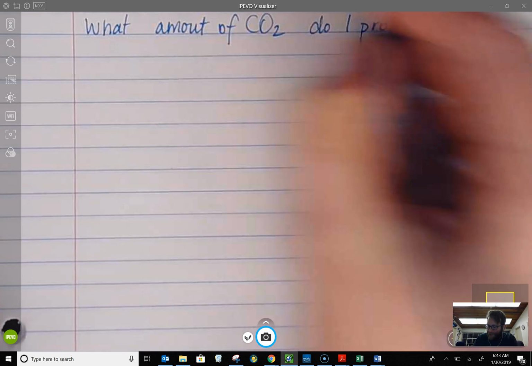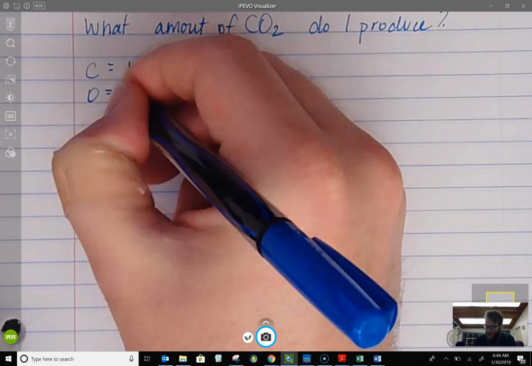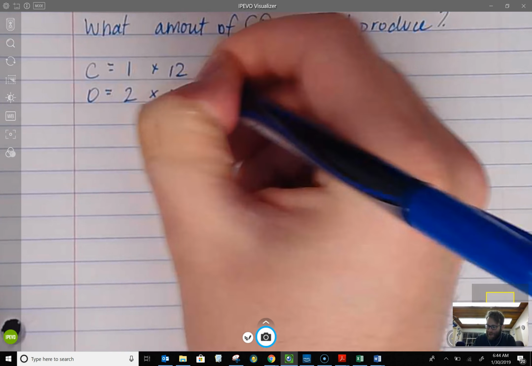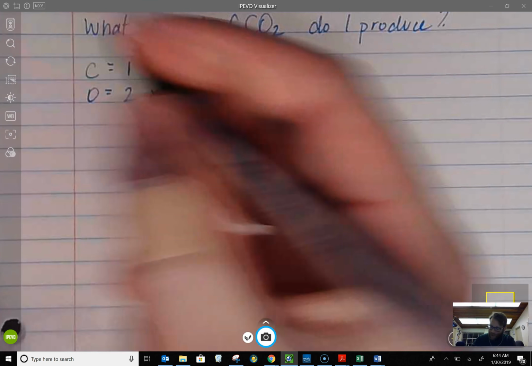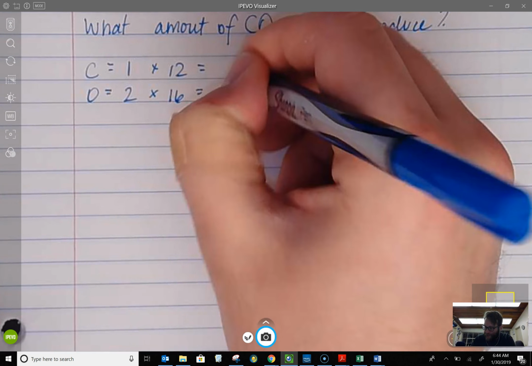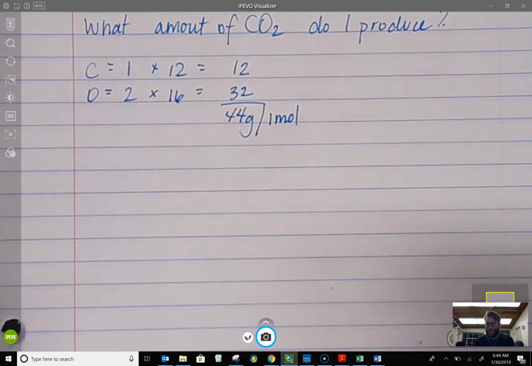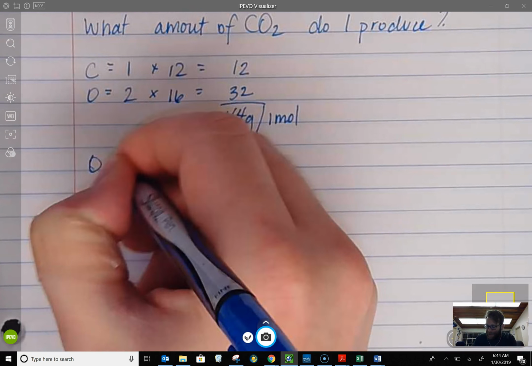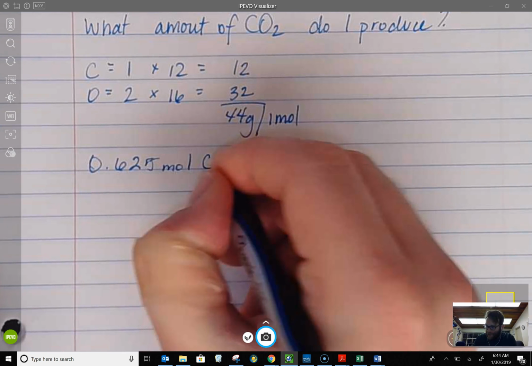Okay, so I don't know the molar mass of carbon dioxide, so I can figure that out. For each, there's 1 carbon, 2 oxygens. Each carbon has a mass of 12. Each oxygen has a mass of 16. So if I add those up, that gives me a total value of 44 grams for every 1 mole of CO2. So I know that I started out with a reaction that had 0.625 moles of CH4.